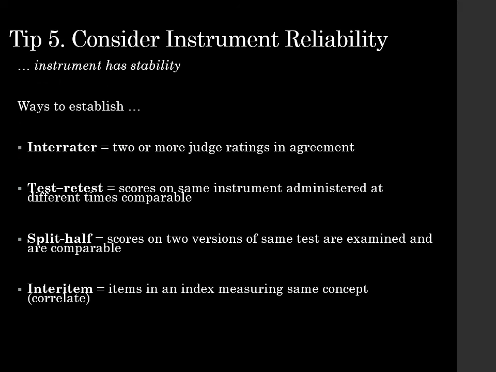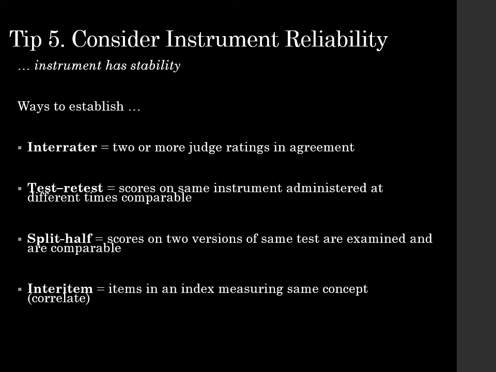Now let's look at instrument reliability, which is going to establish the stability of the instrument. There are different ways to do this. We can look at inter-rater reliability. That's when 2 or more people say this is an agreement. We're in agreement that this is good and reliable as far as an instrument goes.